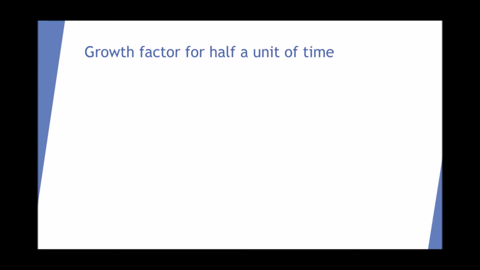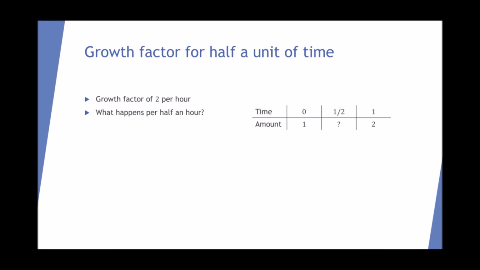Let's also remind ourselves what happens for half a unit of time. So we're still going to use the example of the growth vector being 2 per hour. But now we want to know what happens per half an hour. So let's make a little table for that. We know that if we go 1 step ahead in time, 1 hour ahead, the amount doubles, in this case from 1 to 2. And the question then is, what kind of step do we take per half an hour? What can we multiply by and then multiply by again to get from 1 to 2?